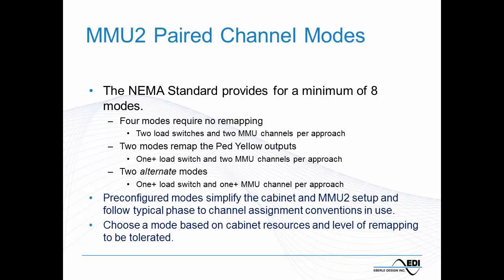We have to start doing remapping. So we're going to reuse Ped yellow outputs. We have a number of different modes that can accommodate that. And then we have what the NEMA standard calls alternate modes that allow us to provide an 8-phase quad intersection with 4 flashing yellow arrow approaches, 4 PEDs, and still have 4 channels left over for additional overlaps if need be.